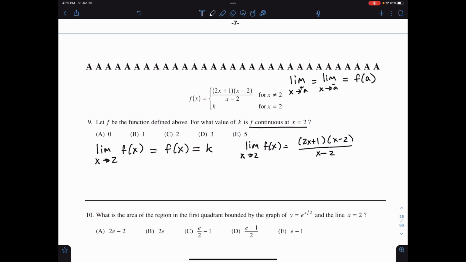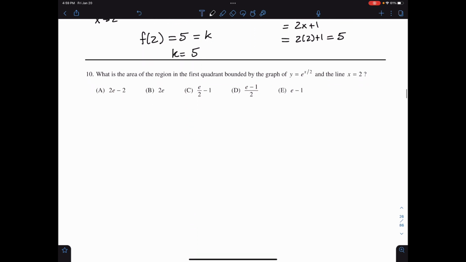Now to solve this limit, we see that in the numerator and denominator, we can cross out those two values. So we see that it is equal to 2x plus 1. And now we can plug in our value of 2 for x. So we see that this is equal to 2 times 2 plus 1, which is 5. So we know that the limit, and so f of 2, must equal 5. So that means that k is equal to 5. So the answer here is E.